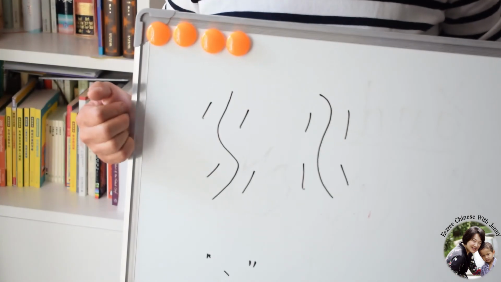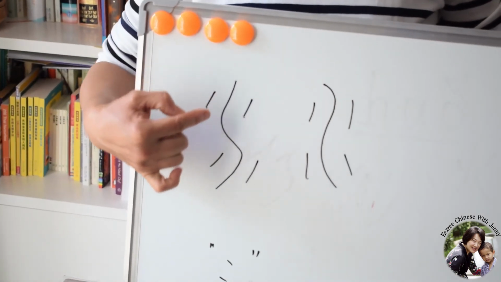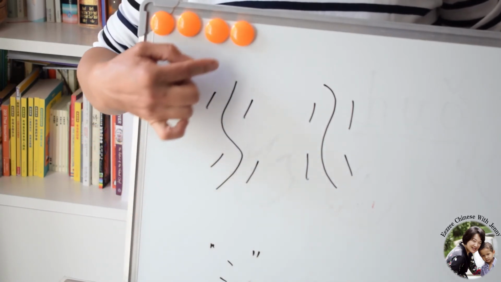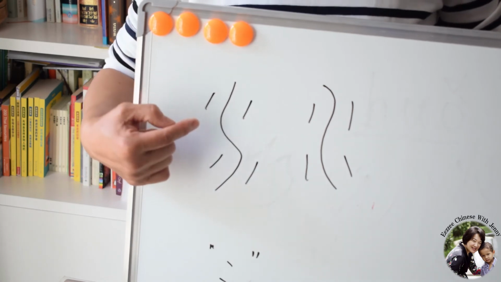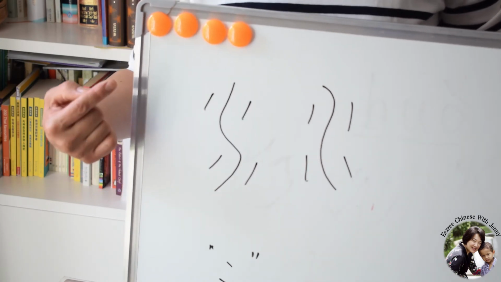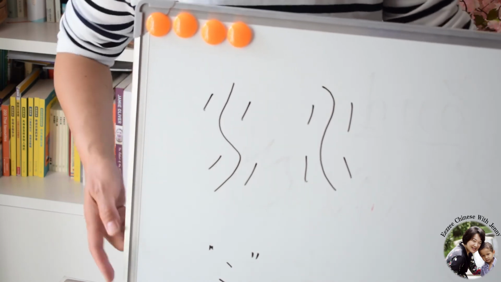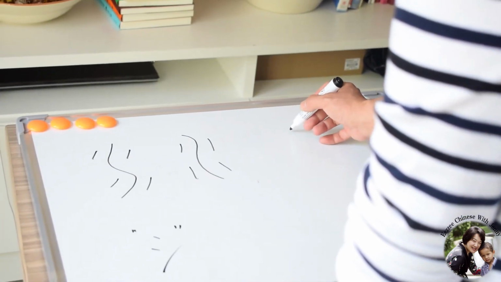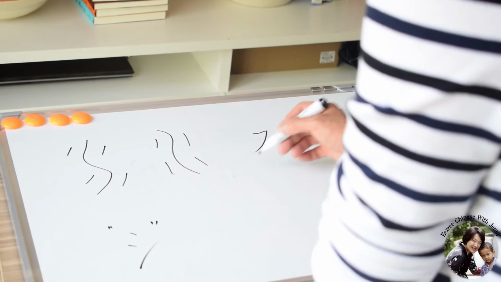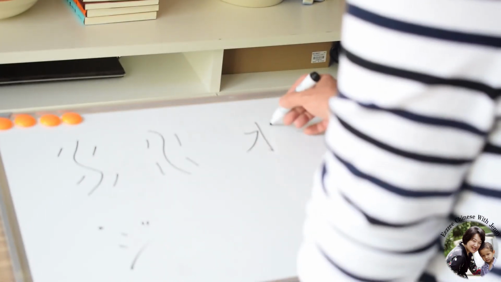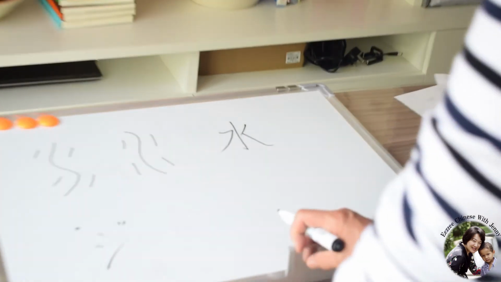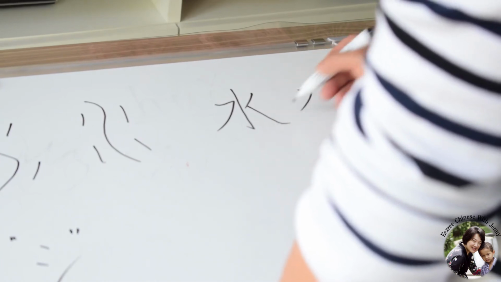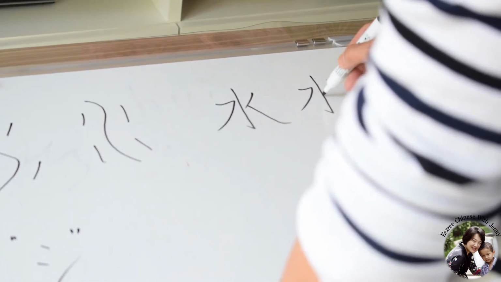What do you think? This is a river, actually. Look, the shape of the river, and it means water. The simplified way to write it is, we write the first stroke, you see, this way, first, second, third.